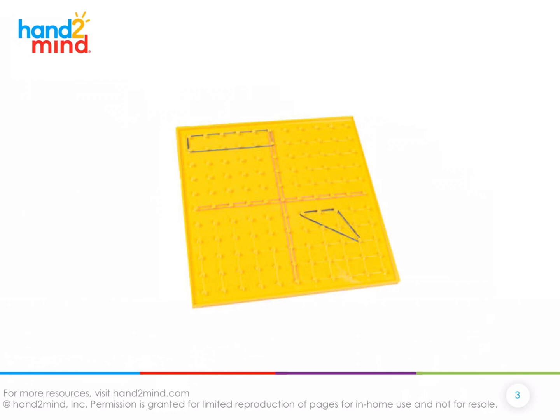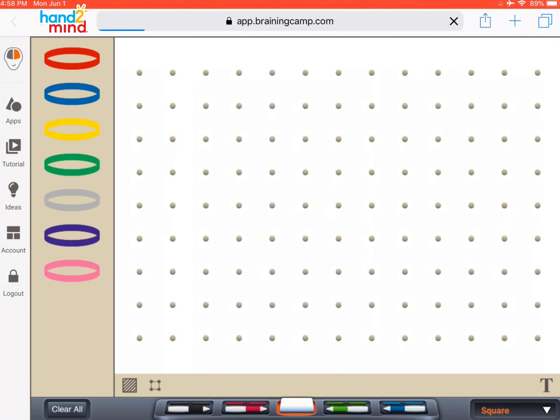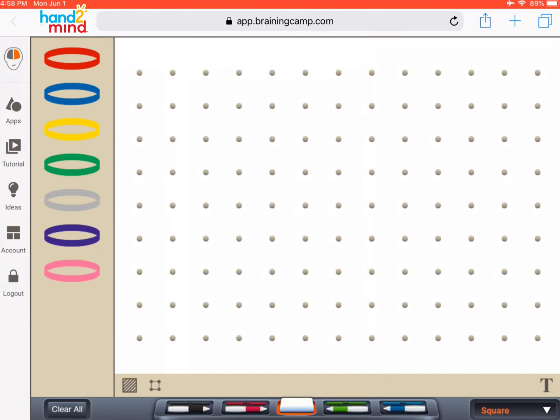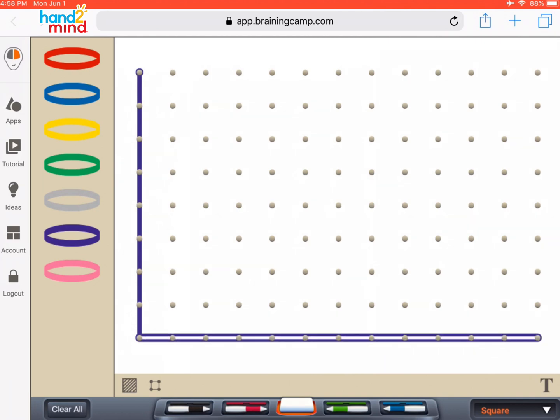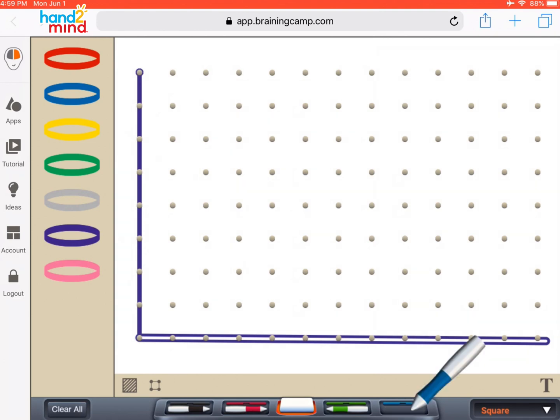So in order to help us today, we are going to go to our Braining Camp website and use the GeoBoard. Or you might have one of our GeoBoards at home that you can use as well. So the first thing I'm going to do is set up our XY coordinate grid. If you remember from previous weeks, we have a vertical line and a horizontal line. These create our XY coordinate grid. Our horizontal line, or the one going along the bottom, is our x-axis, and the vertical line is our y-axis.